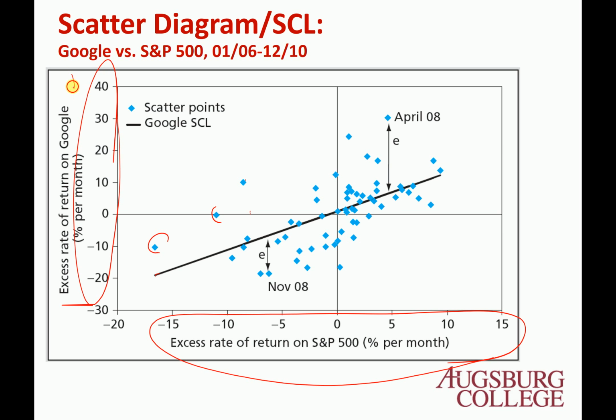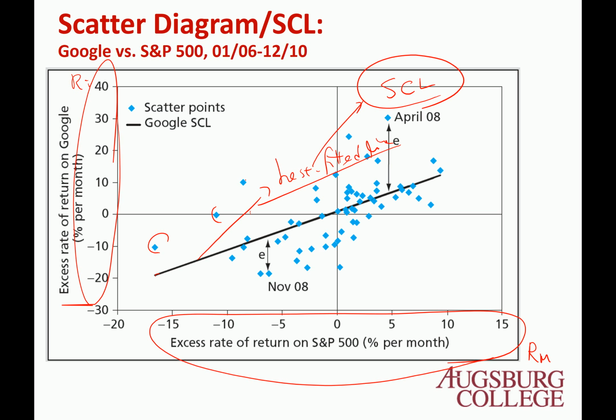Actually, this is risk premiums. So this is the risk premium of the i. This is the risk premium of the market. Then we find this best fitted line. And this is called SCL, security characteristic line. And you can actually have SCL, which is this case. This is the intercept. This is alpha, and the slope is beta.